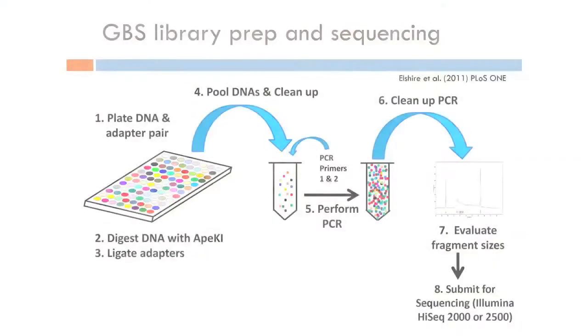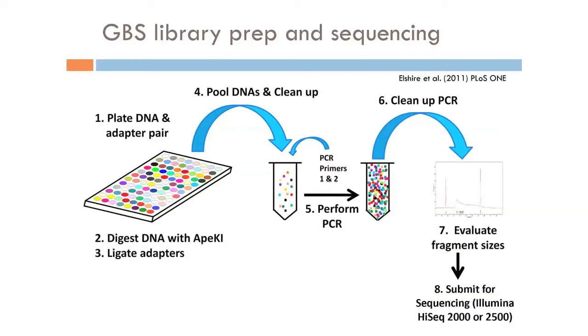So I'll go through each of these steps a little bit more slowly. So the GBS library prep, here you can see a 96-well plate that represents where all of your DNA individuals from the population would be plated, along with a barcode or an adapter. So that's the way that you are able to separate all of your samples, by adding your DNA with an adapter, digesting the DNA, and then ligating that adapter or barcode to your DNA.